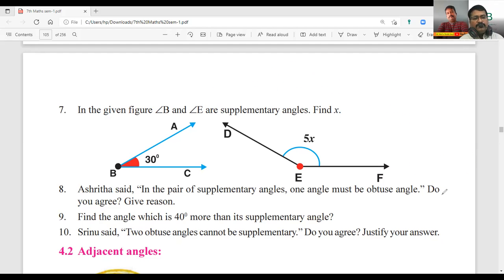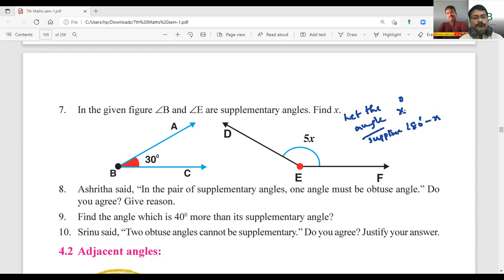Find the angle which is 40 degrees more than its supplementary angle. See this? So first, suppose we assume that the angle is x. Let the angle be x. So what is the supplementary angle of this? 180 minus x. So the supplementary angle of x is nothing but 180 minus x.